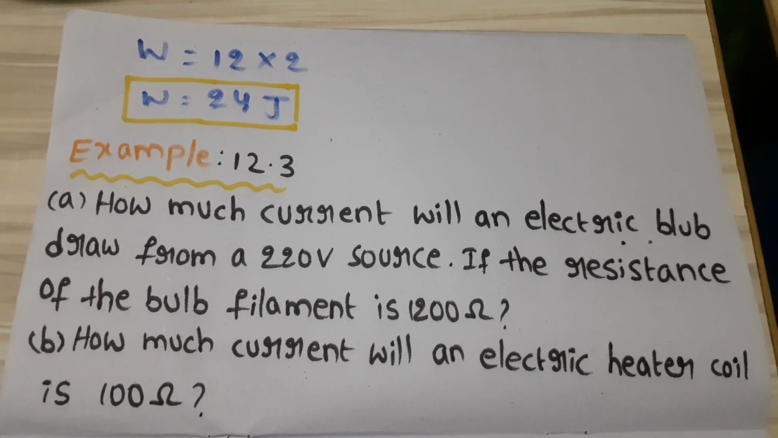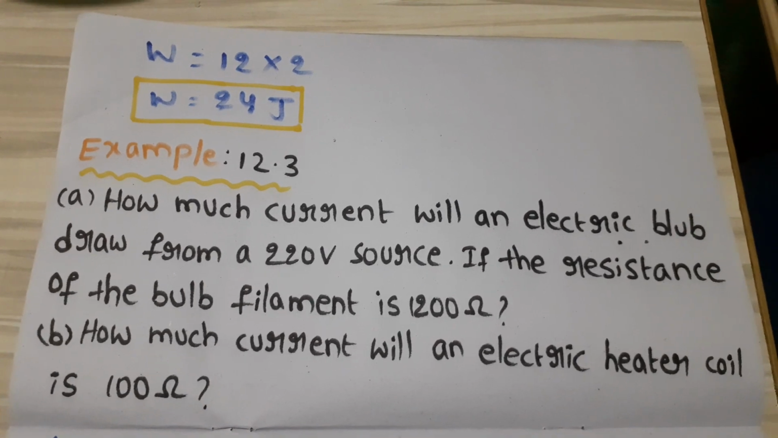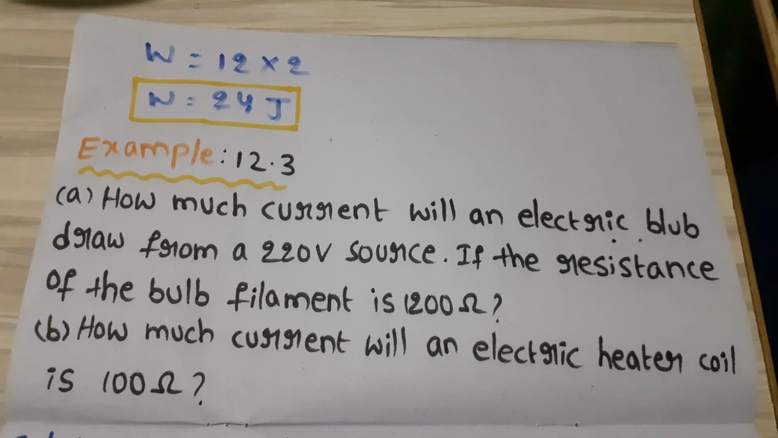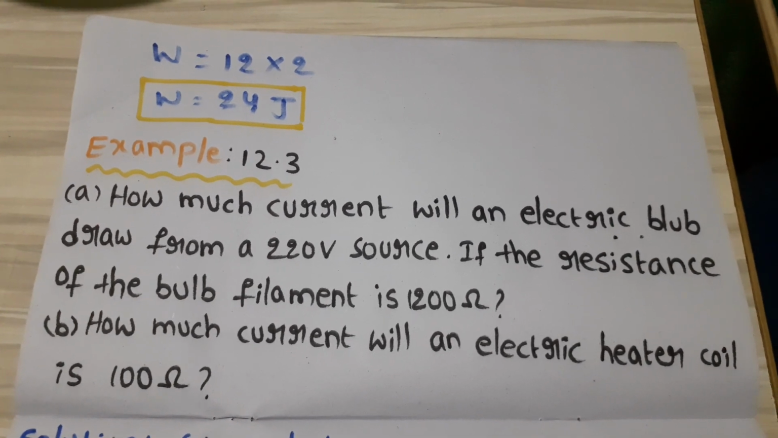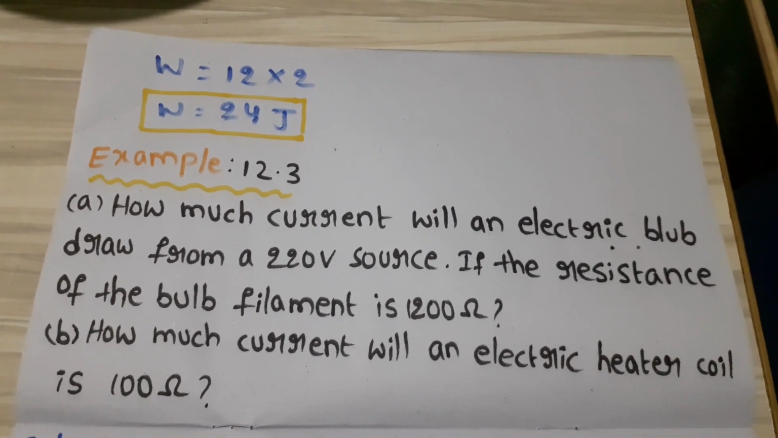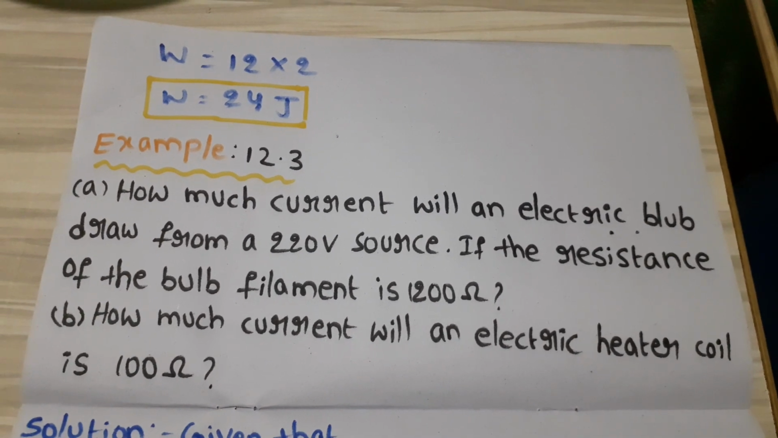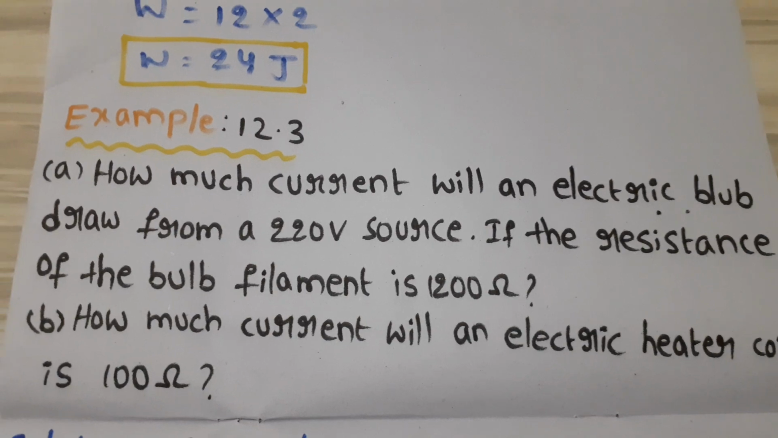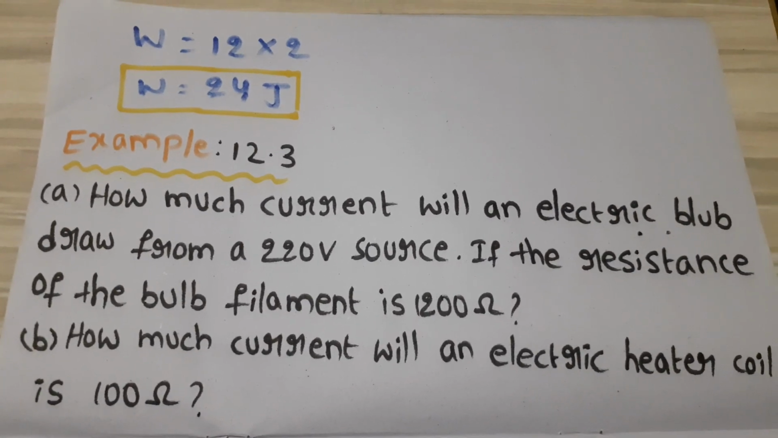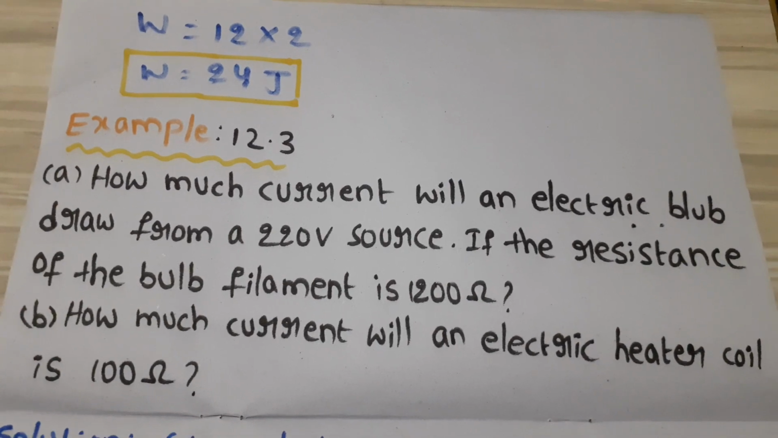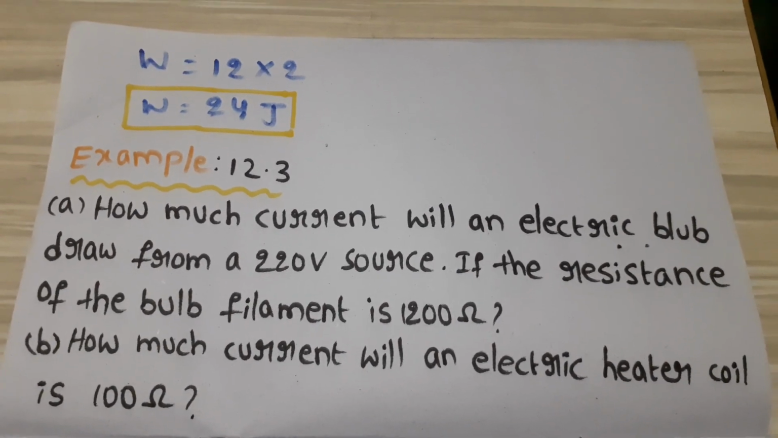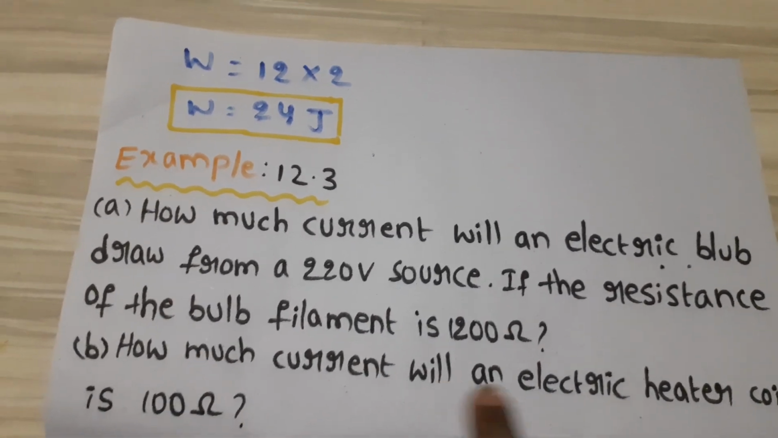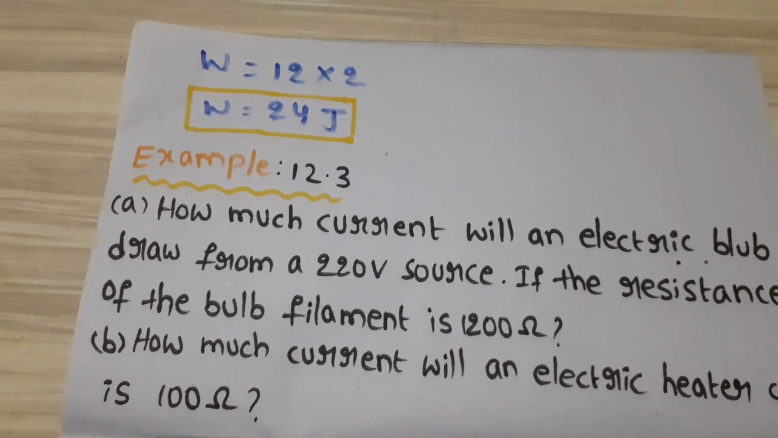Next question. How much current will an electric bulb draw from a 220 volt source if the resistance of the bulb filament is 1200 ohms? And how much current will an electric heater coil draw if its resistance is 100 ohms? In question A, we have to find how much current. In question B, how much current will the electric heater coil draw. Here, for the particular electric heater, we have to find the current.